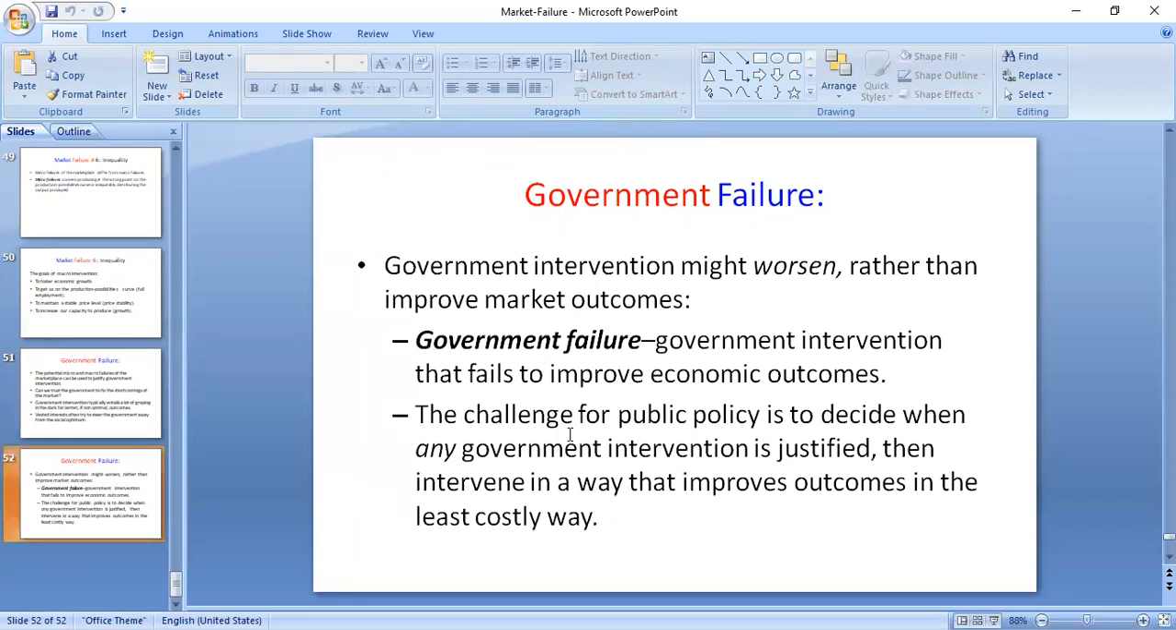So the government can also fail, as we've already seen, in its endeavors to intervene to curb the micro market failure. It can also fail to improve the economic outcome. The challenge is mostly because of public policy. Sometimes the government policy works against what the government intends to do to solve the micro market failures.